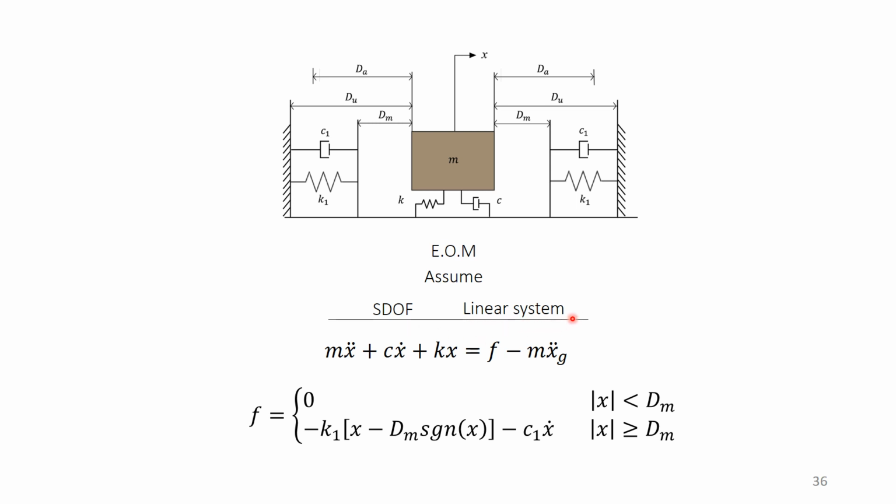The following is the equation of motion of this total system. It is m x double dot plus c x dot plus k x equal to f minus m xg double dot. So f will equal 0 once the displacement response is less than dm. And f will equal to this once x exceeds the value of dm.